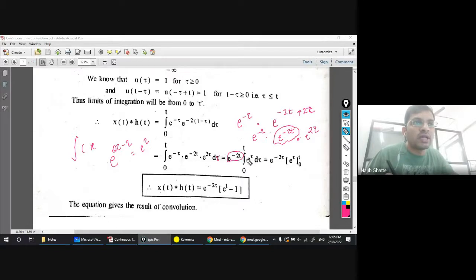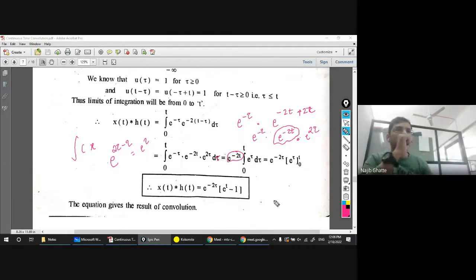And what is the integration of e raised to tau? Same. e raised to tau. Okay. So now it is 0 to t. So it is e raised to t, e raised to 0 is 1. So you have e raised to t minus 1, and e raised to minus 2t coming out. Understood, sir, what I've done over here?